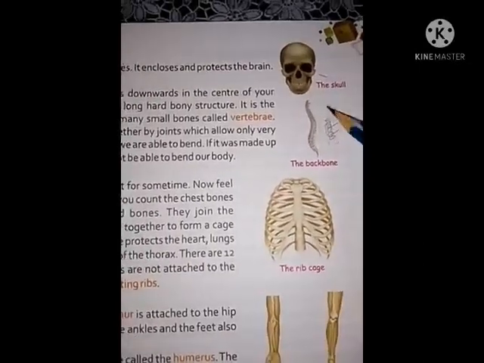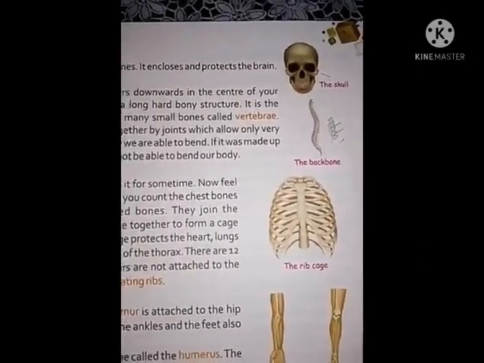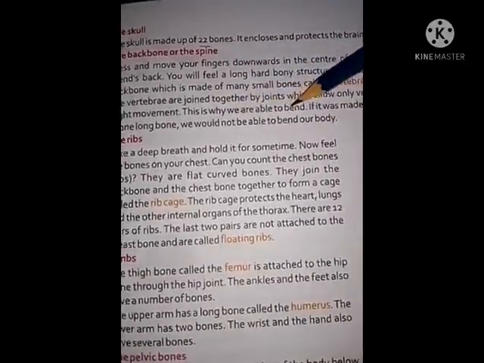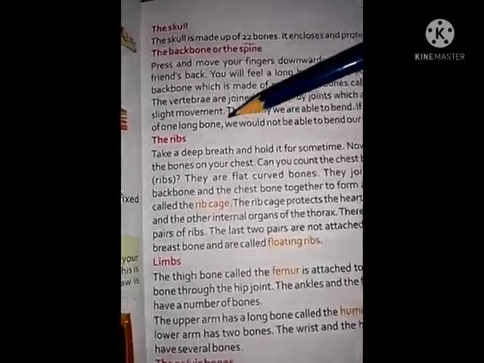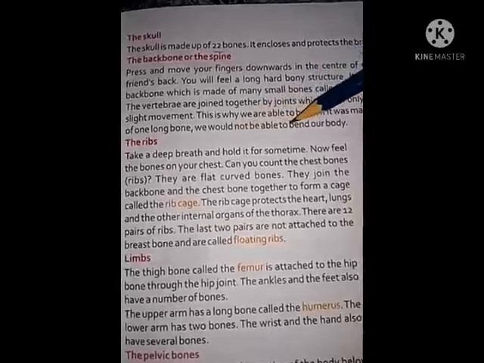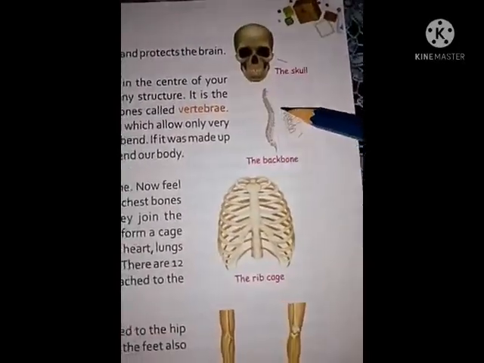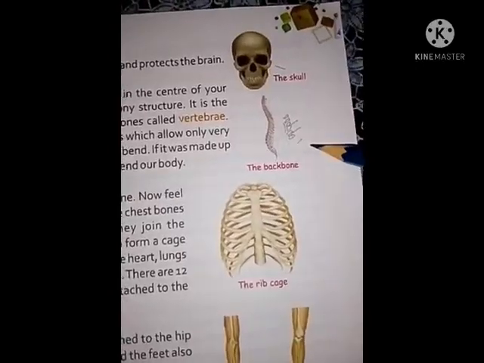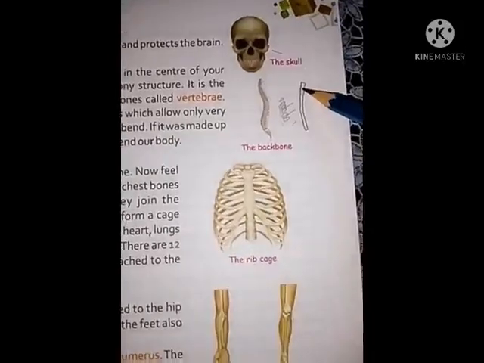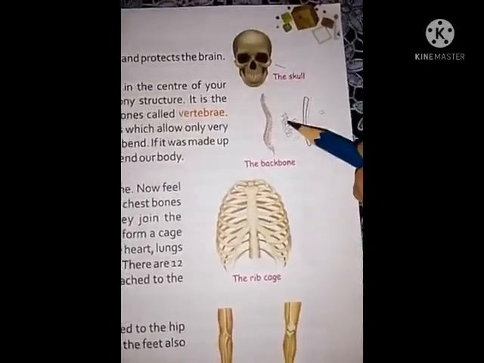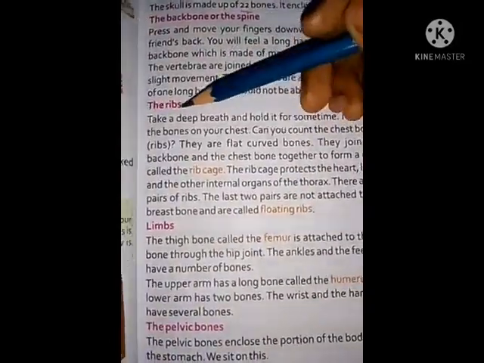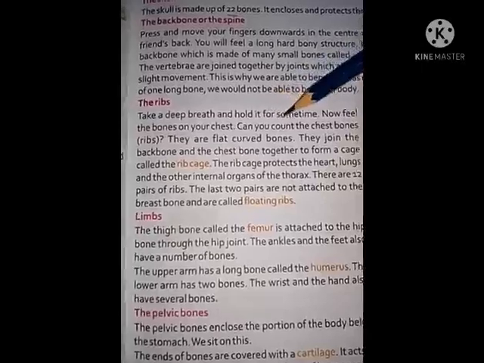They only move very slightly. Okay, this is why we are able to bend. If it was made up of one long bone, we would not be able to bend our body. If no vertebrae were present, and only one long bone was present, then we would not be able to bend. As the vertebrae are present, we can move.